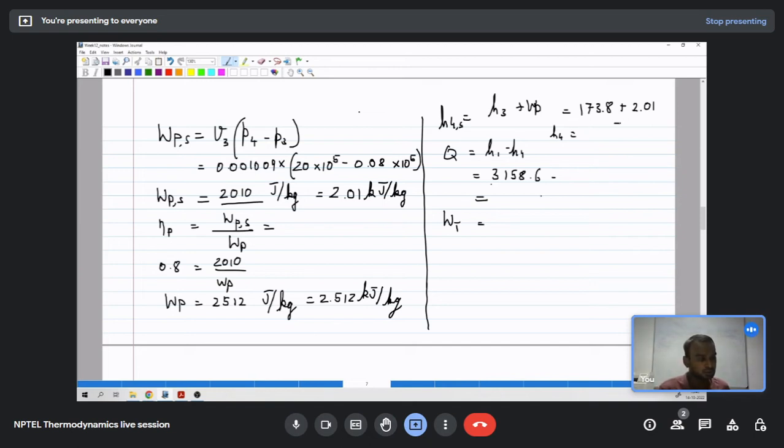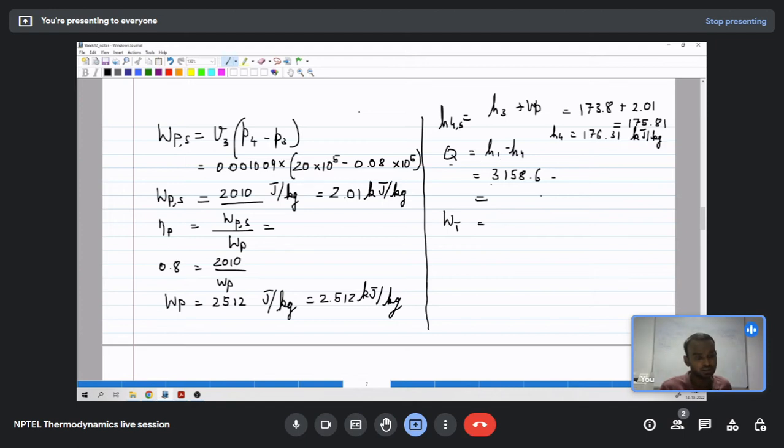So now we have H4. H4s can also be calculated, so I will do it here. This is 175.81. For H4 we have 176.31. Anything related to the pump will be very minimal, so WP and WPS don't make much difference in the total cycle efficiency or total cycle parameters. Both of them are in kilojoule per kg.